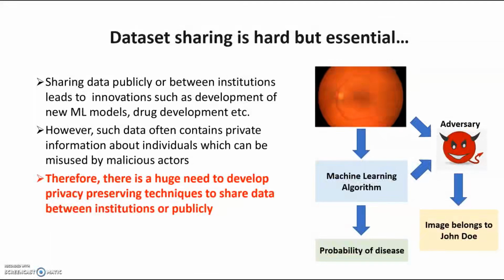Dataset sharing is hard but essential. Sharing data publicly or between institutions leads to innovations such as development of new machine learning models, drug development, etc. However, such data can often contain private information about individuals, which can be misused by malicious actors. Therefore, there is a huge need to develop privacy-preserving techniques to share data between institutions or publicly.